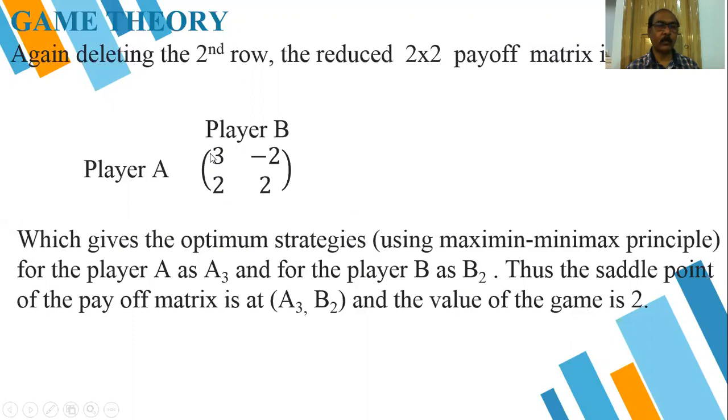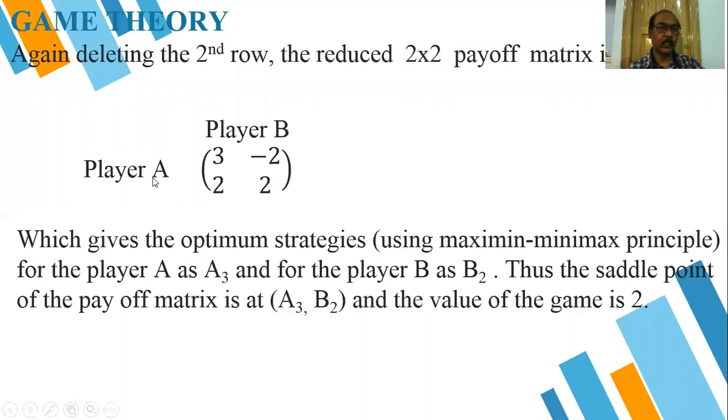In this case, if we find out, we will get the maximin and minimax values. That is, one saddle point exists, because in this case we get minus 2, and in this case we get 2. So the maximum of minus 2 and 2 is 2. In this case the maximum is 3, in this case the maximum is 2, so the minimum is 2. So in this case the minimax is 2, and in this case the maximin is 2. So both values are equal to 2. So with respect to which column? This is row 3.